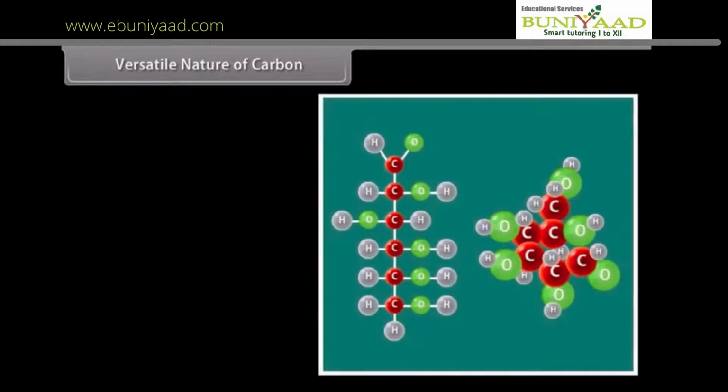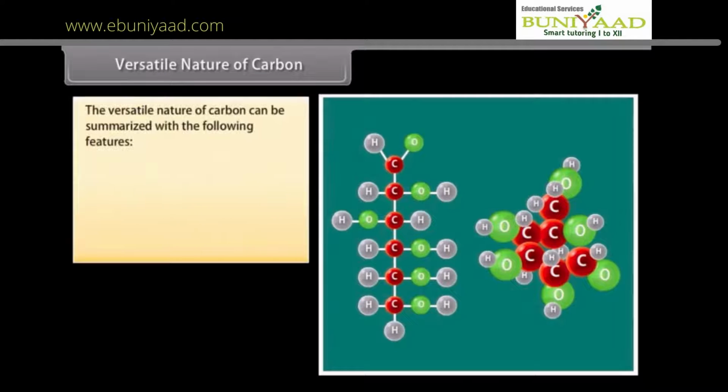Versatile nature of carbon. Organic compounds are made up of carbon, hydrogen, oxygen, and a few other elements. The unique nature of the carbon atom and the arrangement of the bond carbon forms with other atoms enable formation of organic compounds.